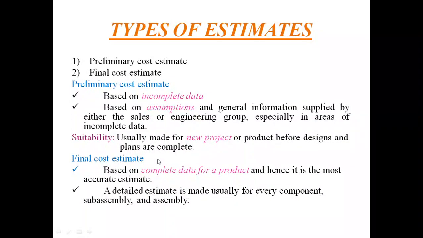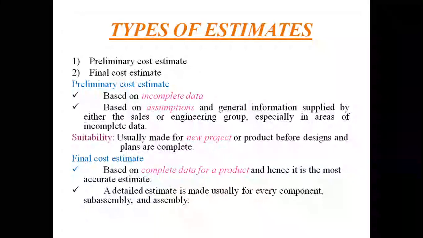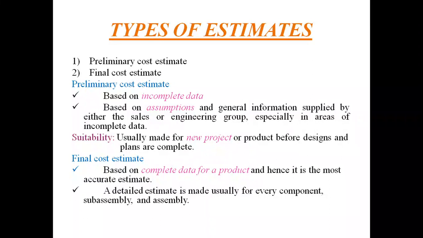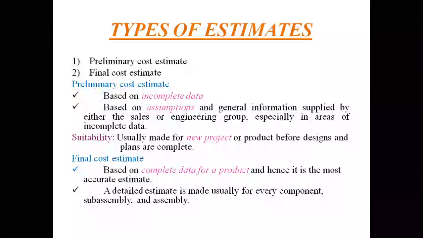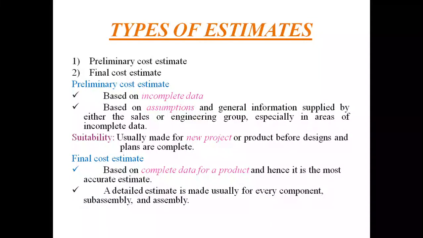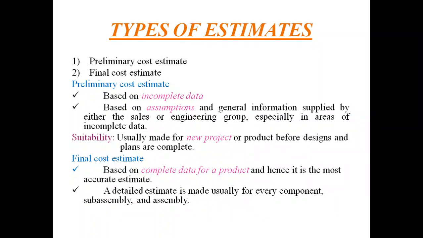Next one is final cost estimation. The final cost estimate is based on complete data for a product and hence it is the most accurate estimate. In this, the detailed estimate is made usually for every component, sub-assemblies and then assemblies. However, in practice, this type of estimate is not justified because a huge amount of money has to be spent to make the estimate.